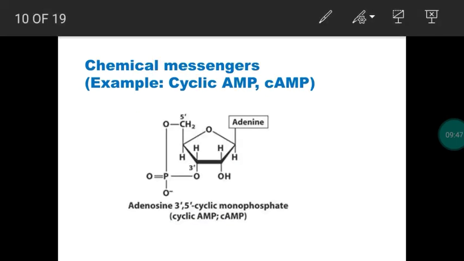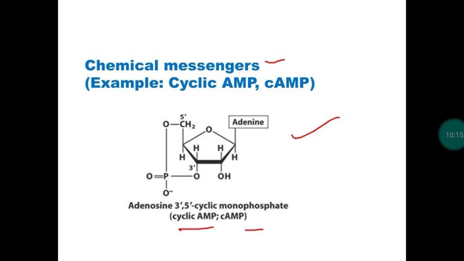Next, they are functioning as chemical messengers. Nucleic acids are acting as chemical messengers. Example, cyclic AMP, cyclic adenosine 3' 5' monophosphate. So simply we call this cAMP. Okay. So these are chemical messengers. A 3 mark question: write a note on biological functions of nucleic acids. So with this we complete nucleic acids.